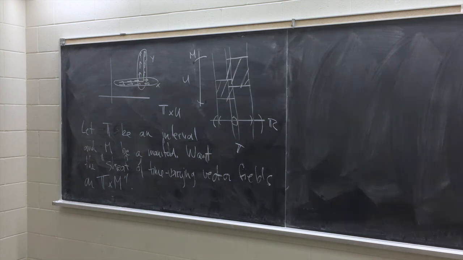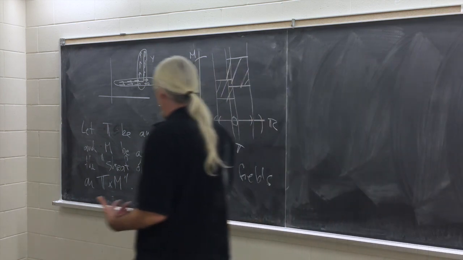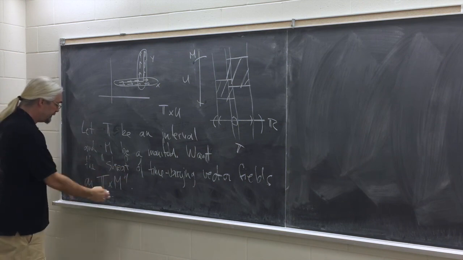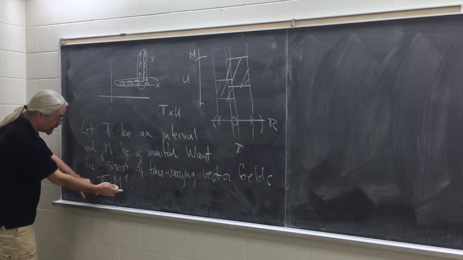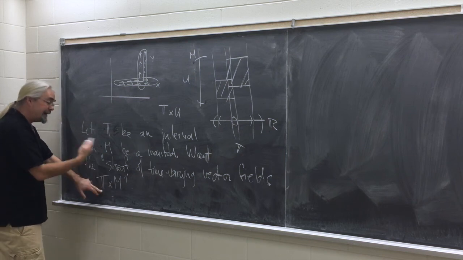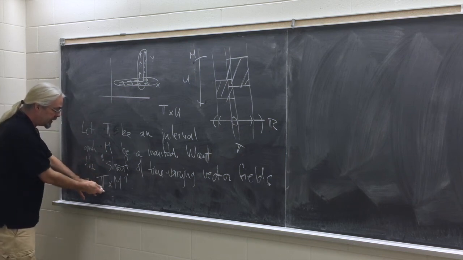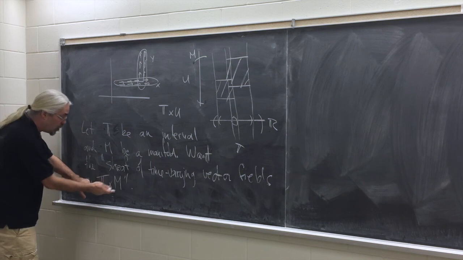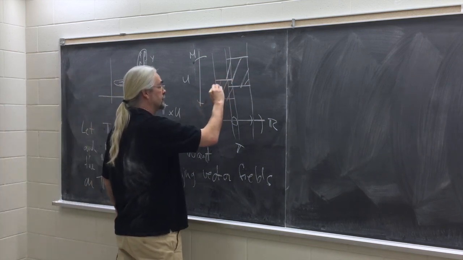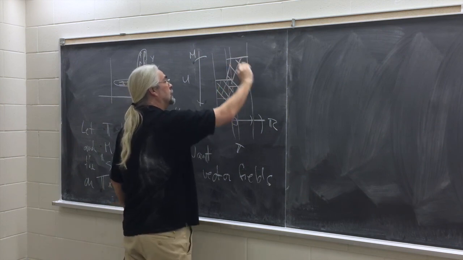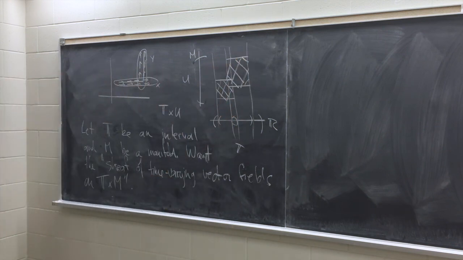Okay? Because what do I get to do if I'm talking about a sheaf of time-varying vector fields over T cross M? What I can do that I can't do if I'm thinking about time-varying vector fields defined on T cross M is I can talk about time-varying vector fields of open subsets of T cross M. Like, for example, this open subset. Right? Alright, so that's where I'm headed here.